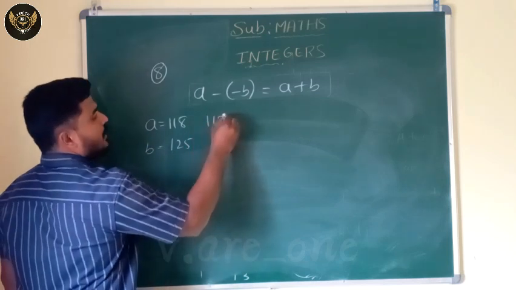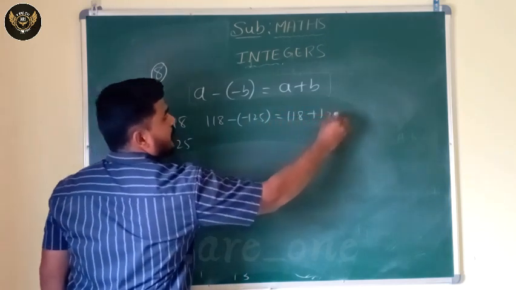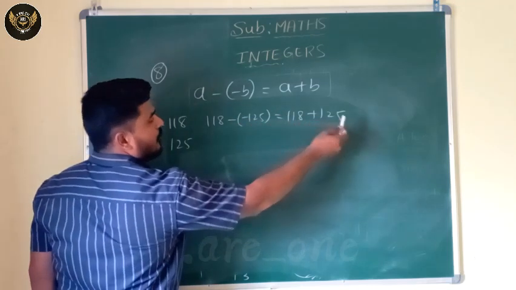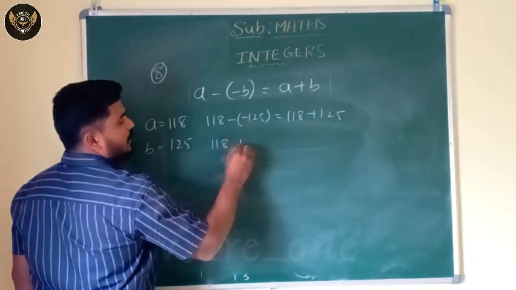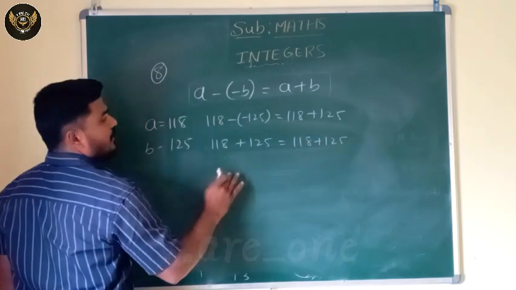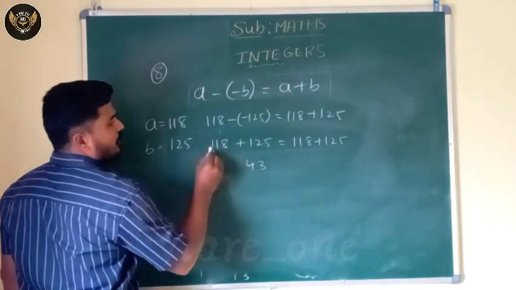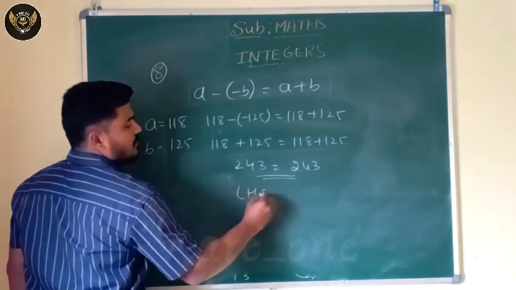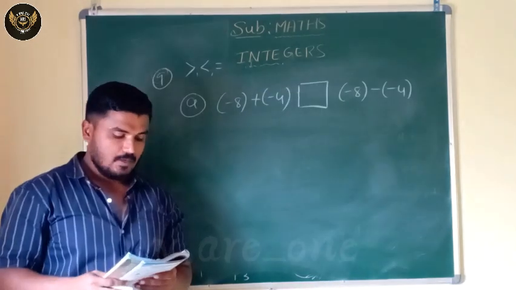Next, second sub question, if the a value becomes 118, b value becomes 125, we have to verify. That is 118 minus of minus 125 equals 118 plus 125. The next step is similar to before, minus into minus plus 125 equals 118 plus 125. If we add these two, 8 plus 5 becomes 13, carry 1, 1 plus 1 is 2, 1 plus 1 is 2. 243 equals 243, that is nothing but LHS equals RHS. Hence, it is verified.